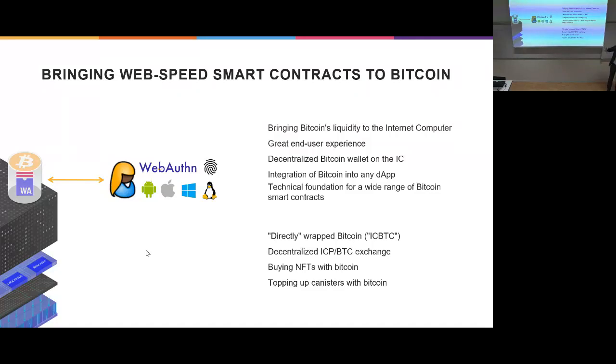So what we do is we lay this technical foundation that every canister can use Bitcoin in a very generic manner. And some application scenarios we can think of are something like directly wrapped Bitcoin, like wrapping Bitcoin without an intermediary party, very powerful, much more secure than wrapped Bitcoin with intermediaries. Let's call it ICPTC. Or we can do decentralized ICP-BTC exchanges, or buying NFTs with Bitcoin, or things like topping up canisters with Bitcoin, so paying for the computations as a developer. And there's lots more things you can think of. I think your imagination is the only limitation here.